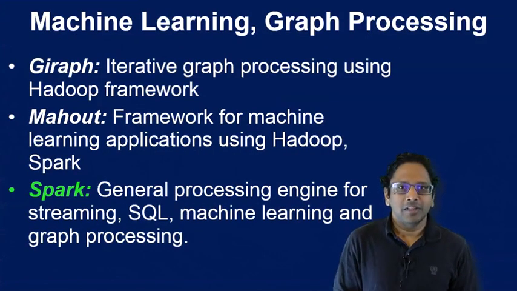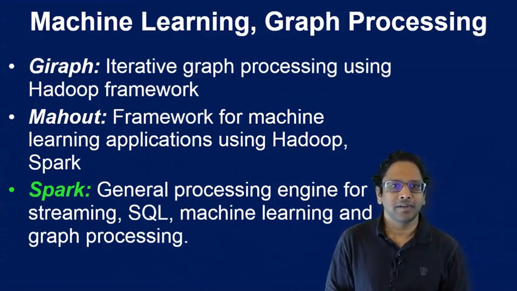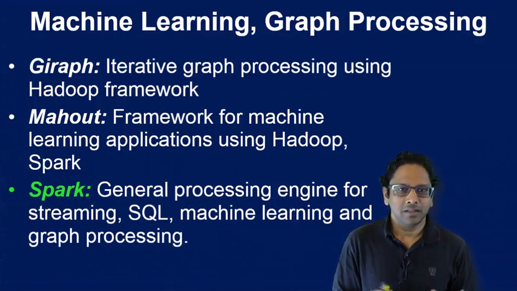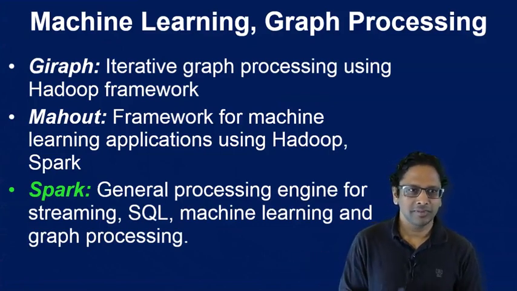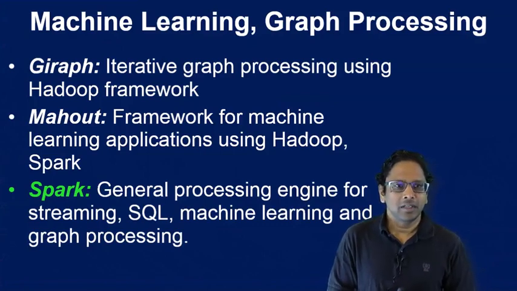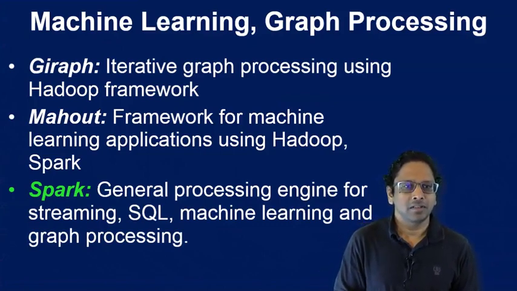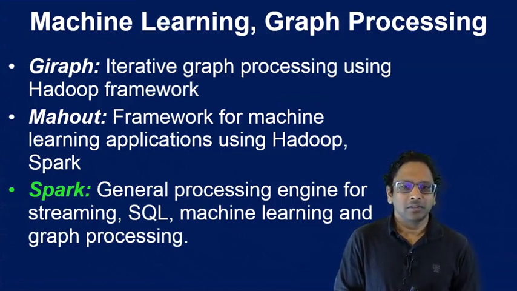And there's a bunch of machine learning and graph processing options. I'm just giving you 3 here. Giraph is an iterative graph processing engine that works using the Hadoop framework. Mahout has a rich suite of machine learning algorithms. Again, this can backend to you using Hadoop or Spark, and then Spark can obviously backend to Hadoop if needed for the storage space, the HDFS part of it. And Spark is a general processing engine, as I mentioned, for streaming, SQL, machine learning, and graph processing. So these are some of the applications.